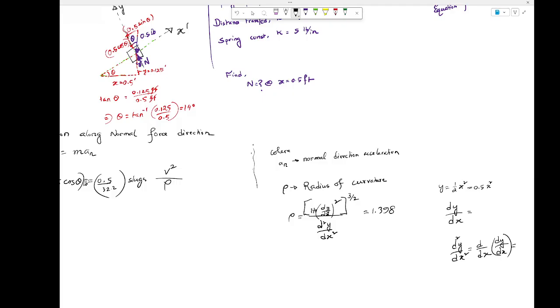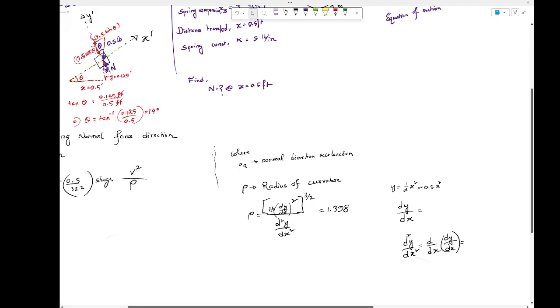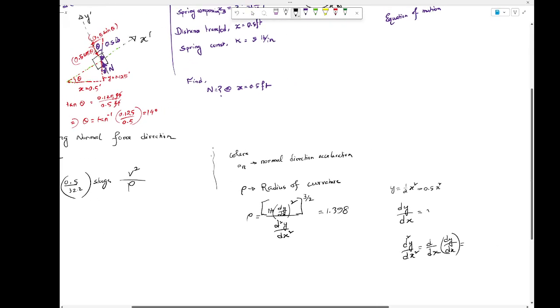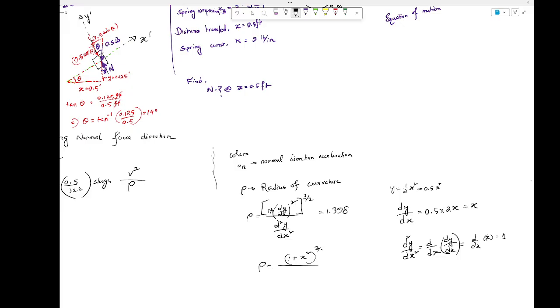All right, so here, first of all, this would be 0.5, right? And then 2x. So basically that means x. And if you're going to do the derivative of that thing again, x, which would be 1, right? So then the rho can be written as 1 plus x squared to the 3 by 2, and the denominator is 1, right? Is that how everybody found it?